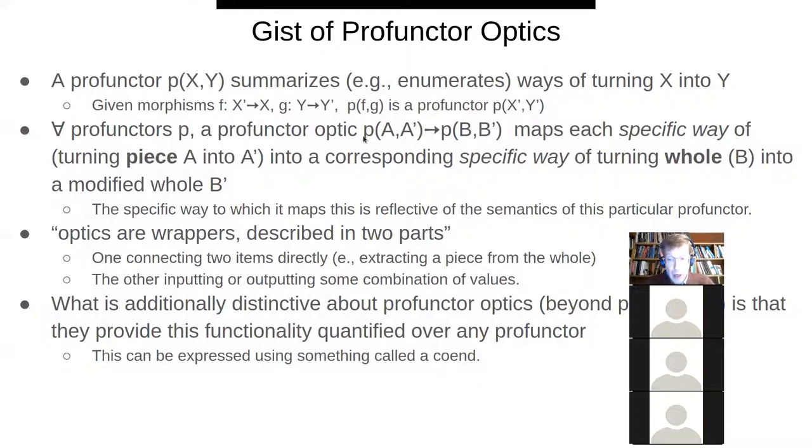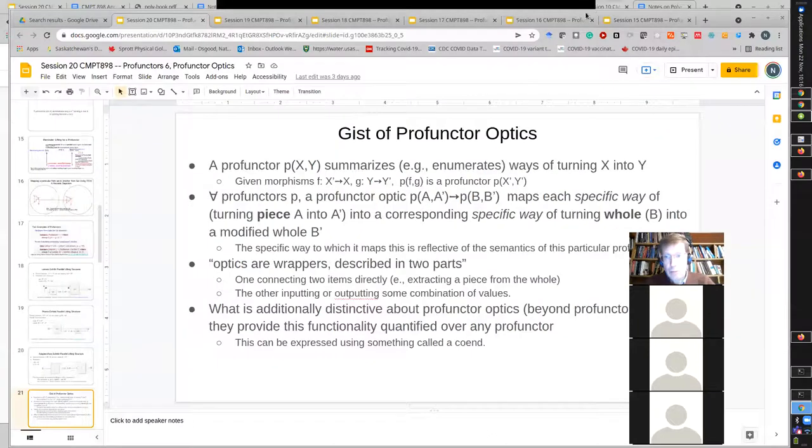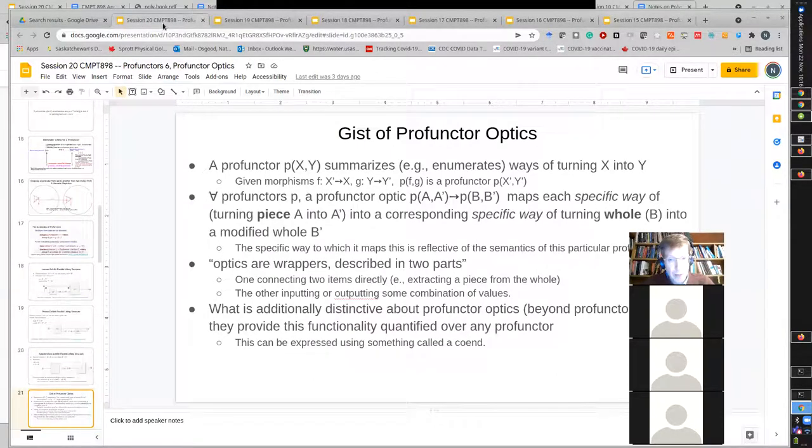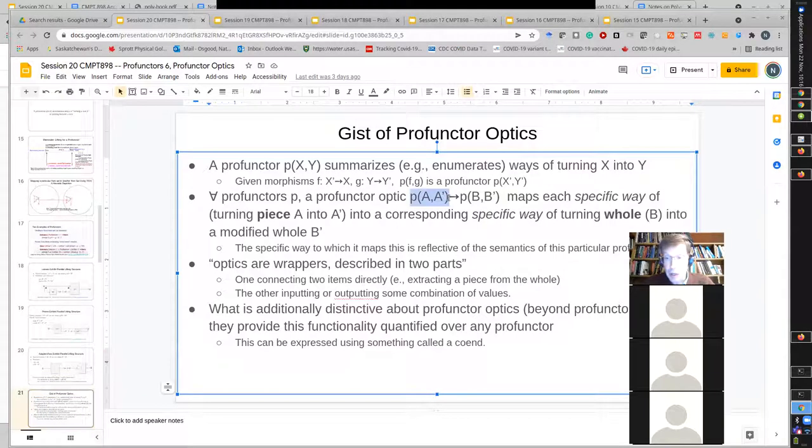And P of A A prime is, if you just kind of plug it in, P is this mapping. And so when you give it a C op cross D or a C op cross C here, because D is the same as C, we will get back a set, or in Hask, we'll get back values from Hask. And so this profunctor evaluated is taking an element of set and mapping it into an element of set.